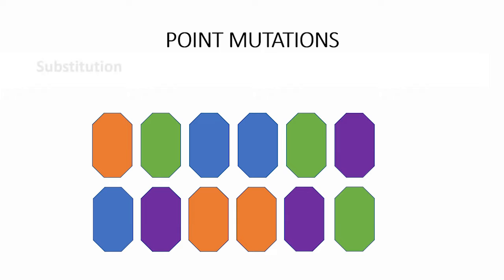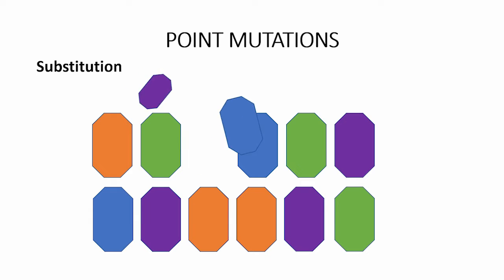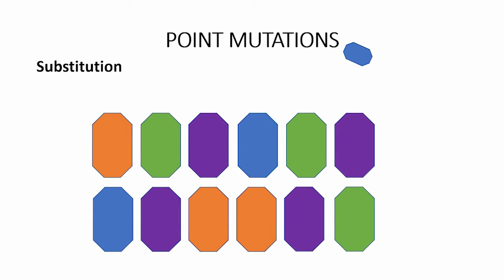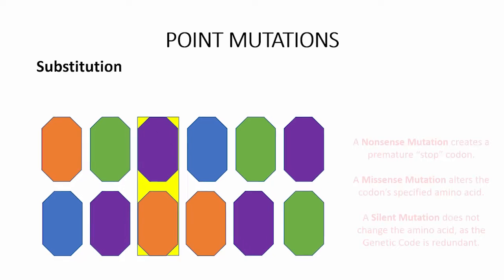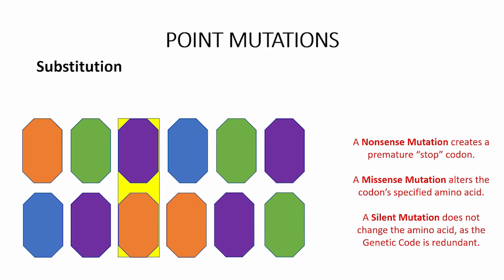Now, the names are pretty straightforward. A substitution is when you substitute one nucleotide, A, C, G, or T, for a different nucleotide. This point mutation can have various genetic effects and is often the cause of single nucleotide polymorphisms.